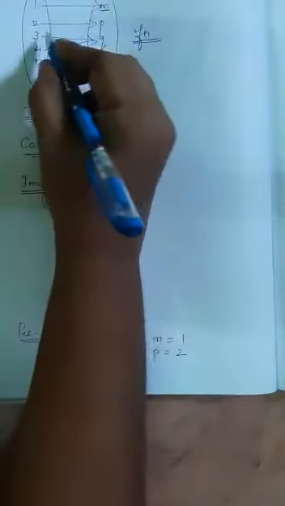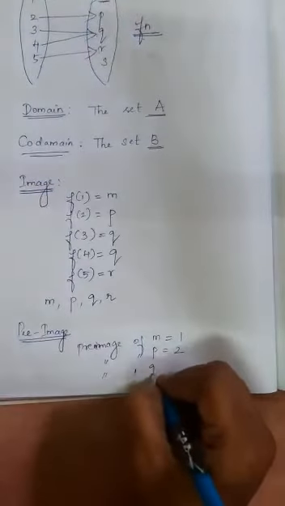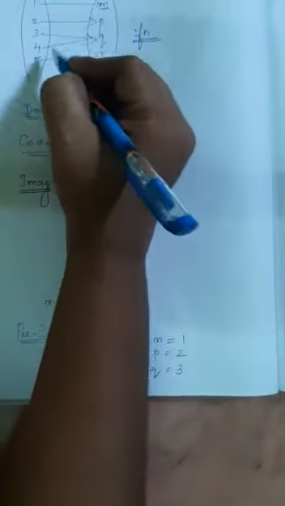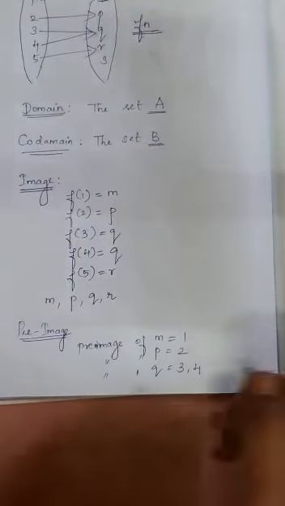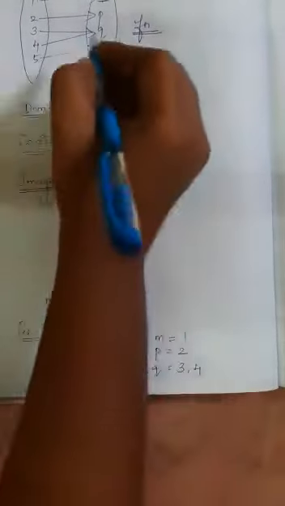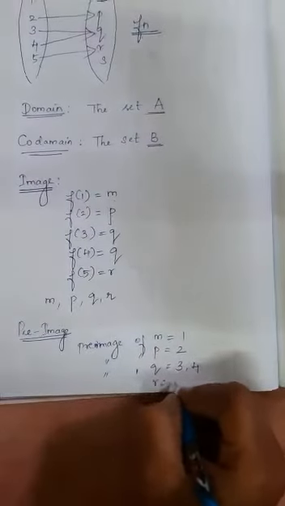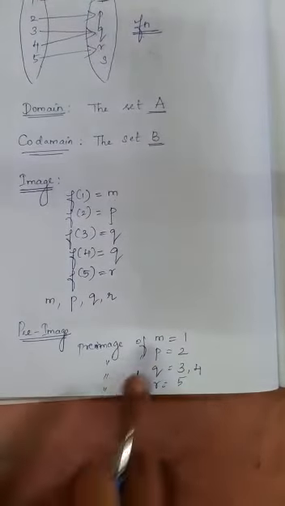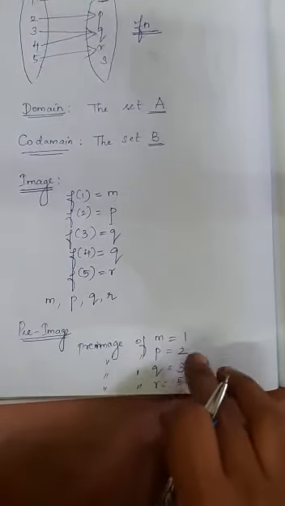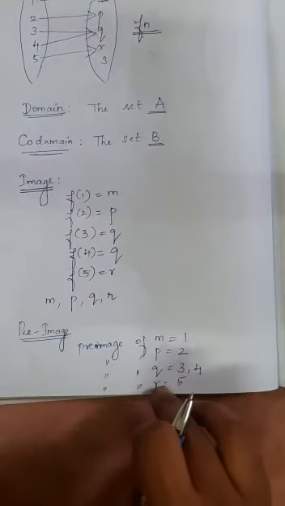Pre-image of Q is 3. Now again the pre-image of Q is what? 4. So for the pre-image of Q you have 2 elements, 3 and 4. The pre-image of R is 5. Pre-image of M is 1, P is 2, Q is 3 and 4, R is 5.